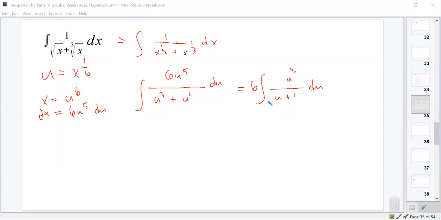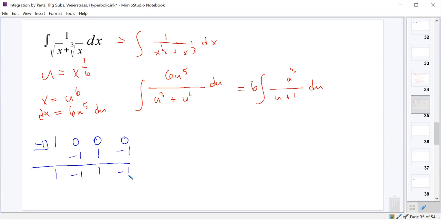And what's the easiest way probably to do that division? Just do it synthetically, hopefully. -1, since we're dividing by u plus 1. 1u cubed, 0u squared, 0u, and 0. So using synthetic division, do the 1, -1, -1, 1, 1, -1, -1. And what do we end up with if we divide that? We end up with 6 times the integral of u squared minus u plus 1 minus 1 over u plus 1. Everybody good with that or no?